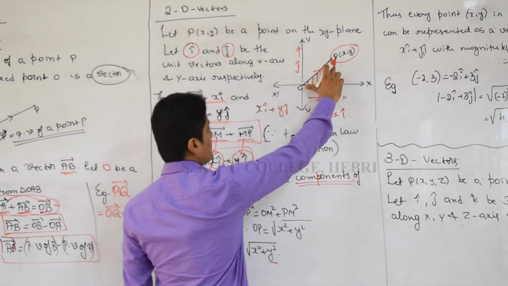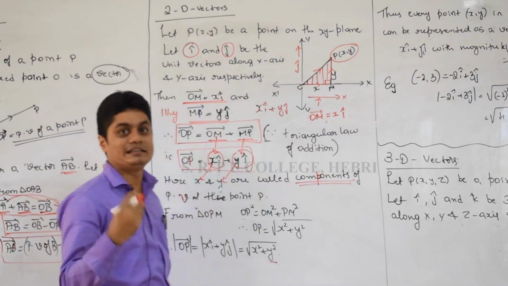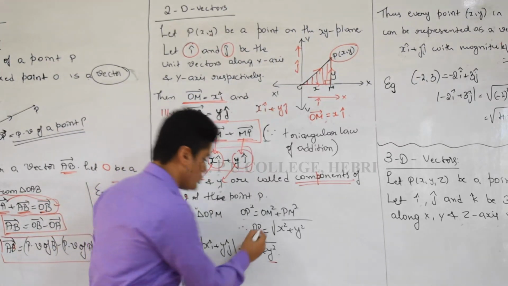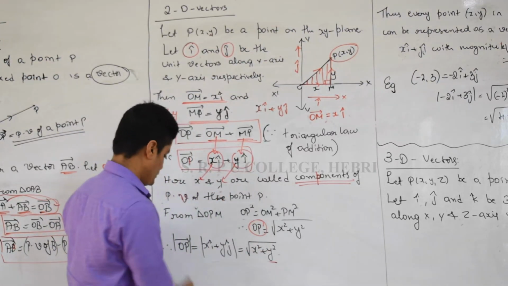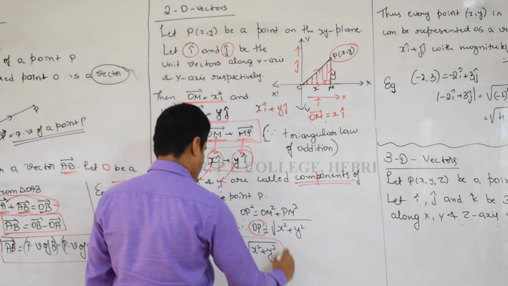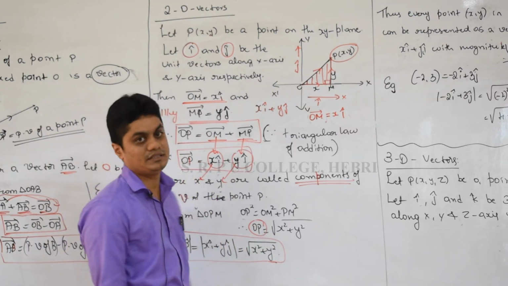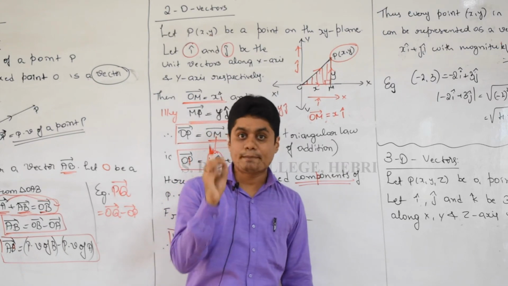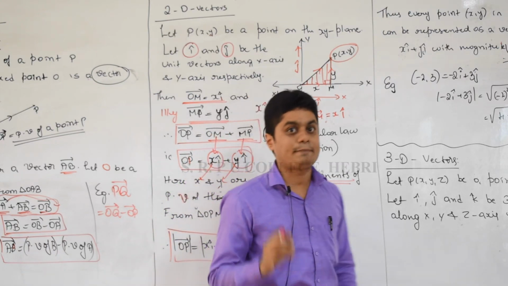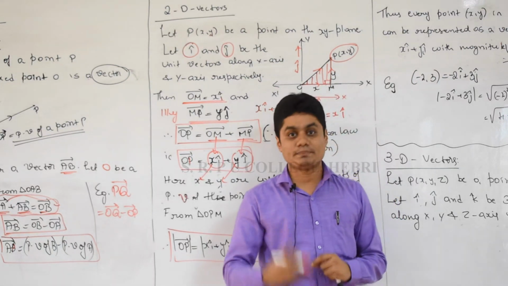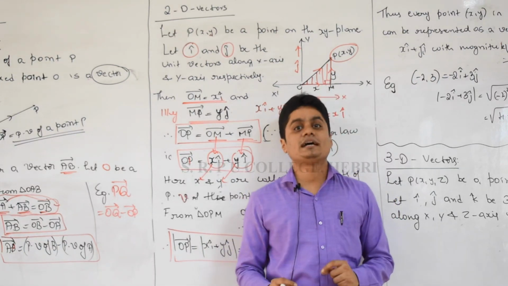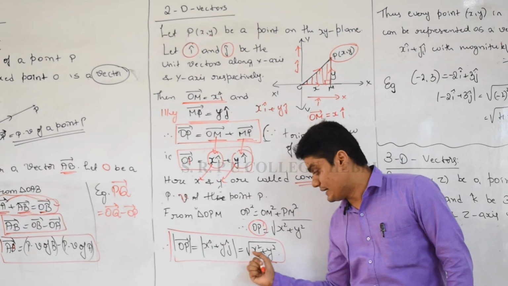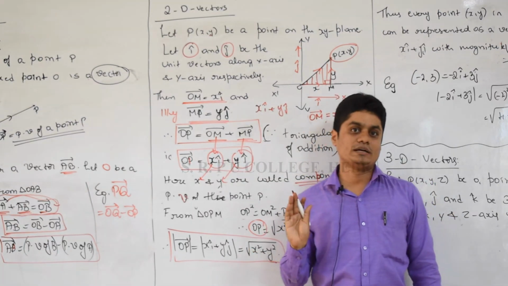Now what is the magnitude of vector OP? It is nothing but the length of the vector OP. What is the length of the vector OP? It's OP. So therefore the conclusion, the magnitude of vector OP is equal to root of x square plus y square. So remember here, if you consider a point in a plane, it can be represented as a vector xi plus yj cap with the magnitude root of x square plus y square.